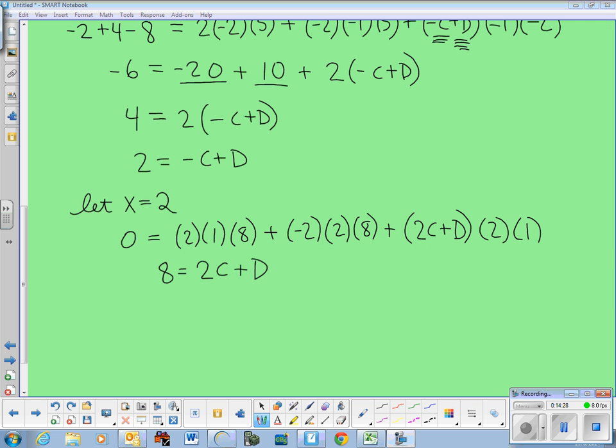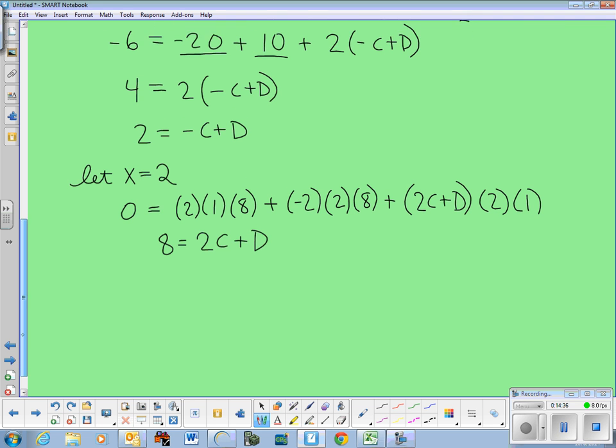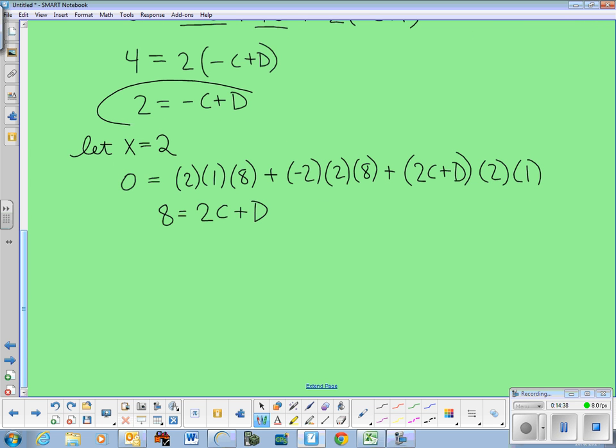So here we are. I've plugged in x equals 2. I've plugged in the values of a and b that I knew, and I have another simple equation involving c and d. So here's how we finish this up. I'm going to take my first equation involving c and d, my second equation involving c and d, put them together, and have a nice simple little system of equations.